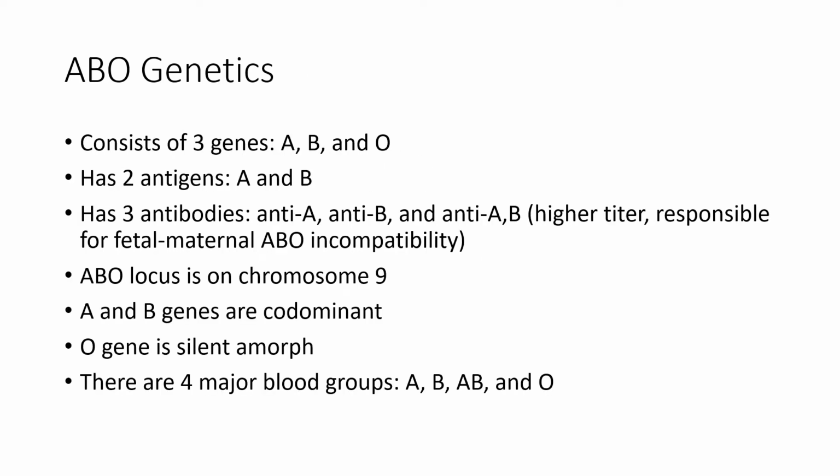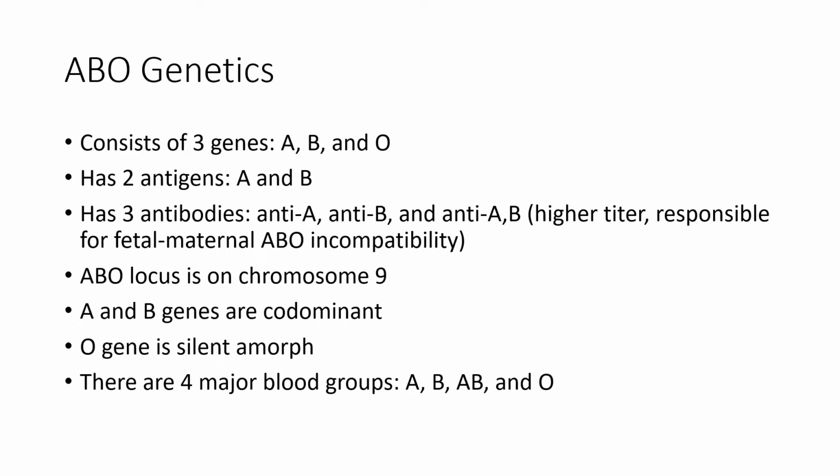The ABO blood group system consists of 3 genes, which are A, B, and O. These genes produce 2 antigens, which are A and B. There are 3 antibodies, which are anti-A, anti-B, and anti-A,B. When the anti-A,B is high titer, it is responsible for fetal-maternal ABO incompatibility, where the type A, AB, or B cells of a fetus can be coated with the antibody produced by a type O mother. This is the most common and least severe form of hemolytic disease of the fetus and newborn.